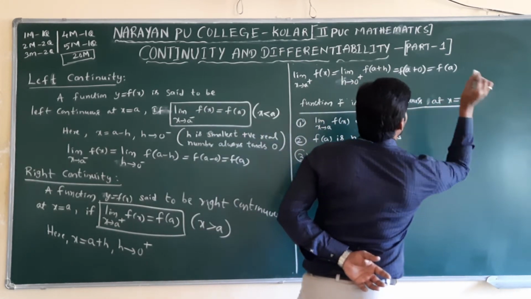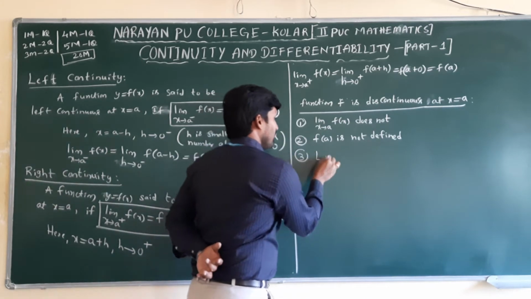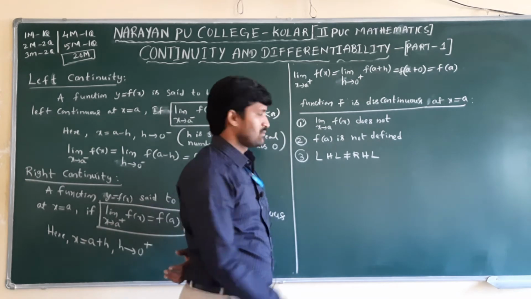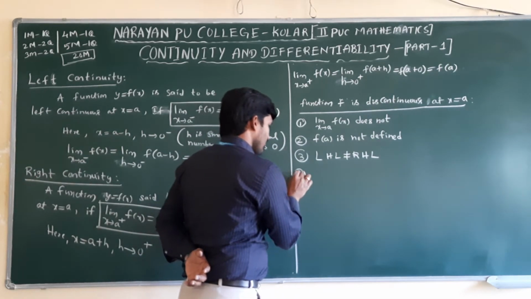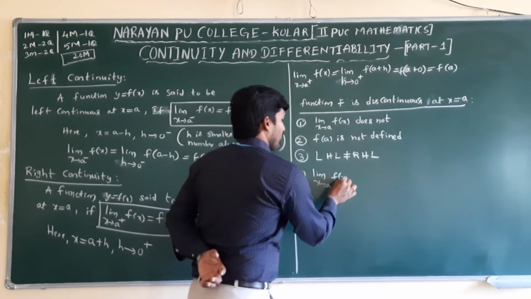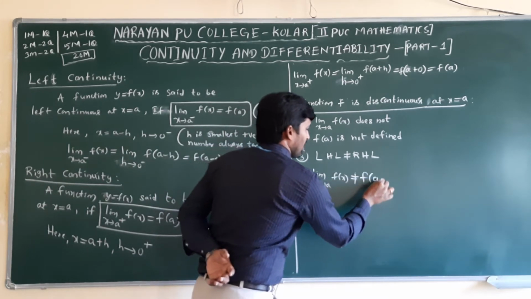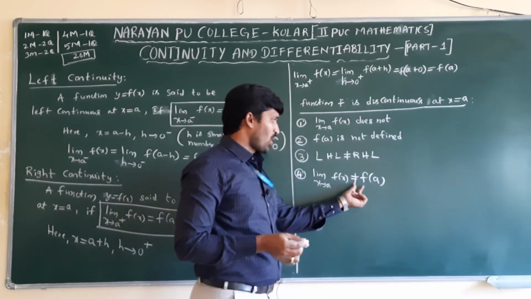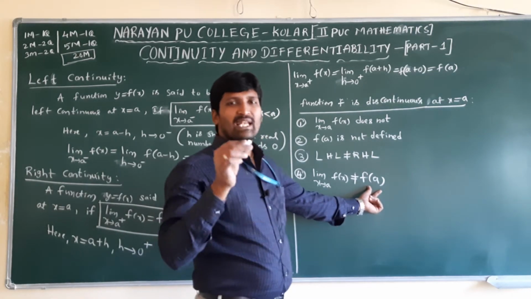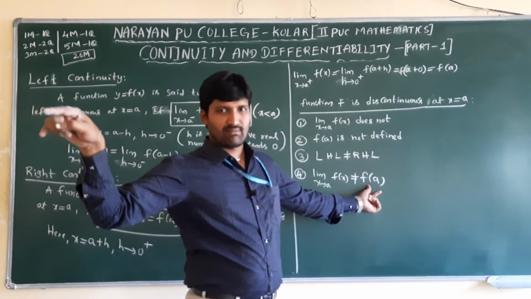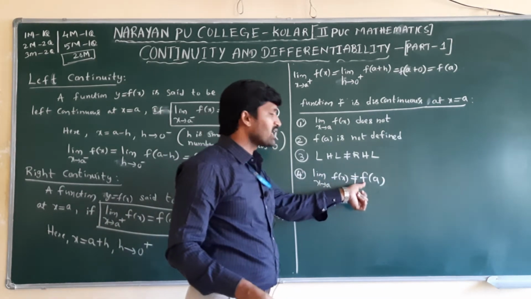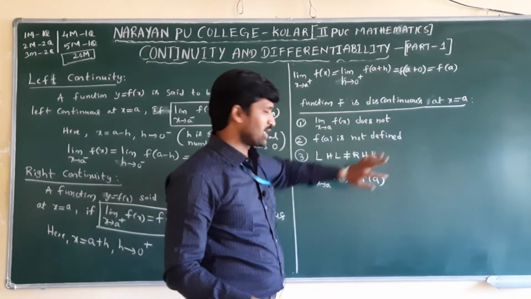Okay, not the point. Next, if LHL is not equal to RHL. Next, the limit as x tends to a of f of x is not equal to f of a. The limit of the function is not equal to the functional value. This is called the functional value, meaning the value of the function at x equal to a. F of a means, okay. How to read this? Limit of the function is not equal to functional value. In this case also it is discontinuous only.